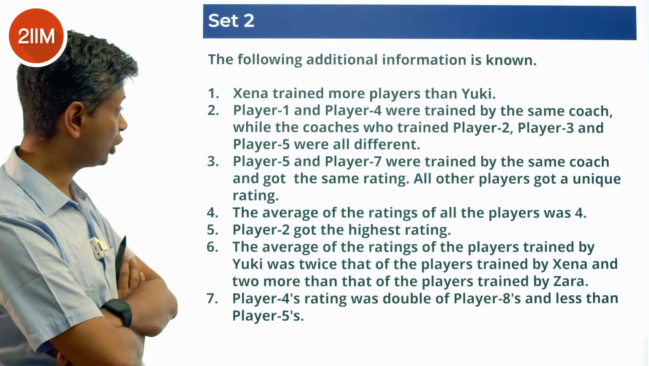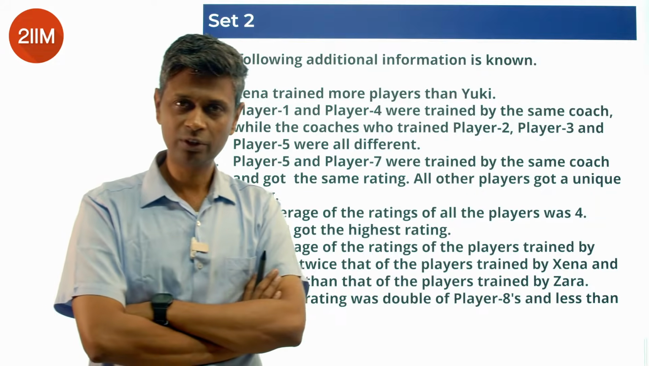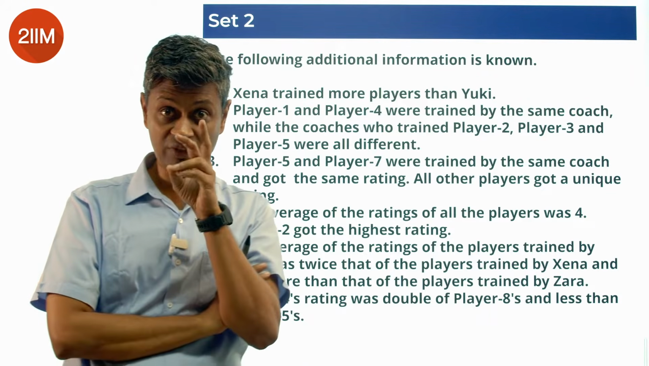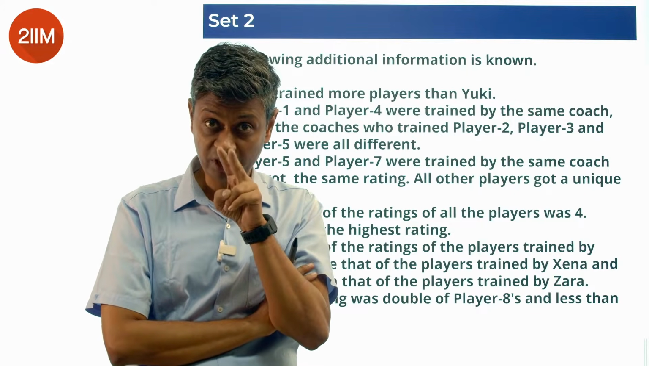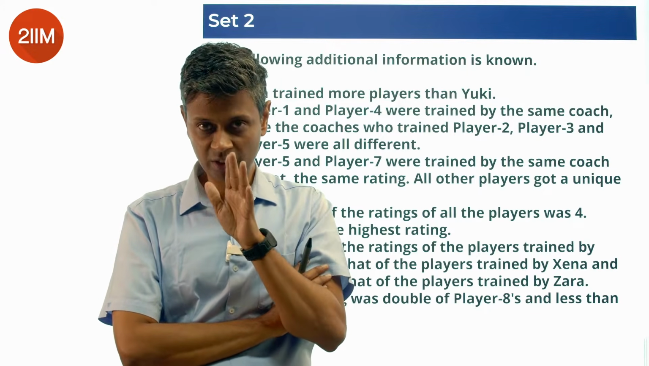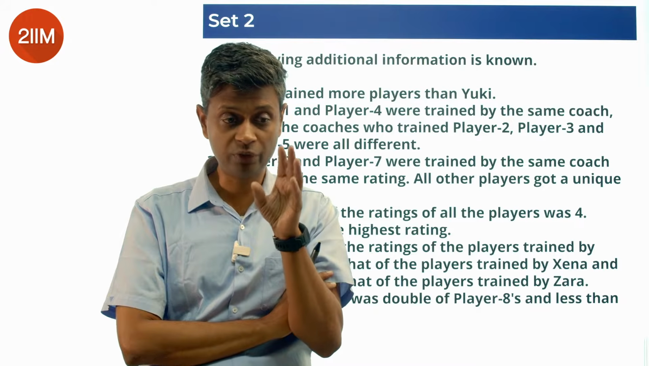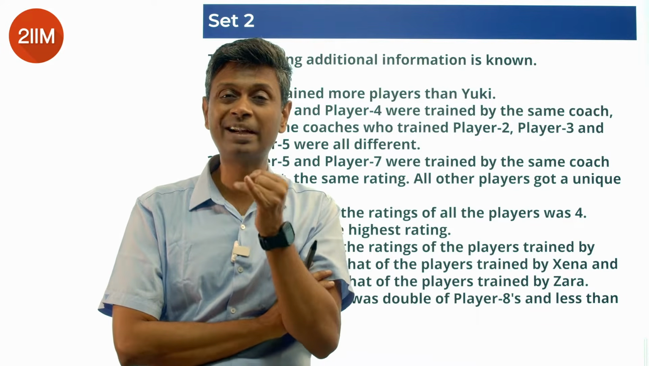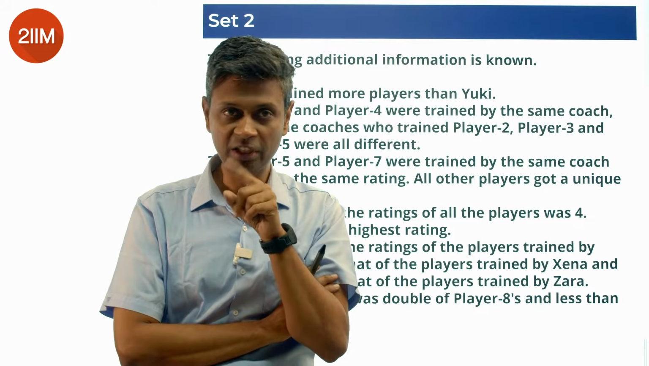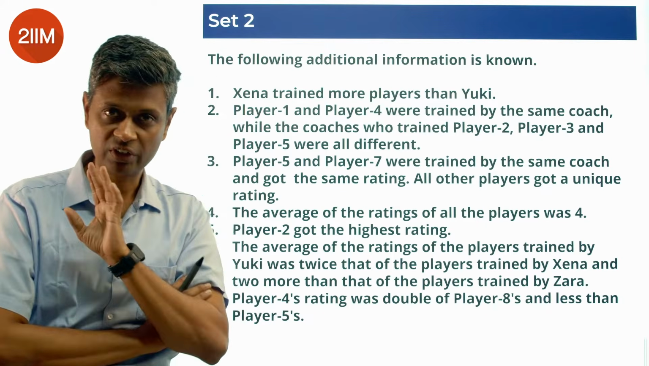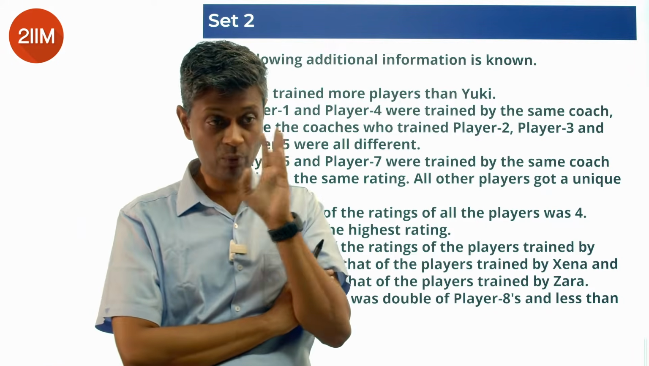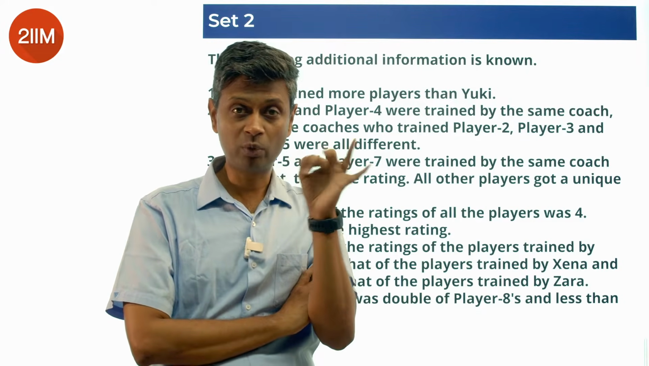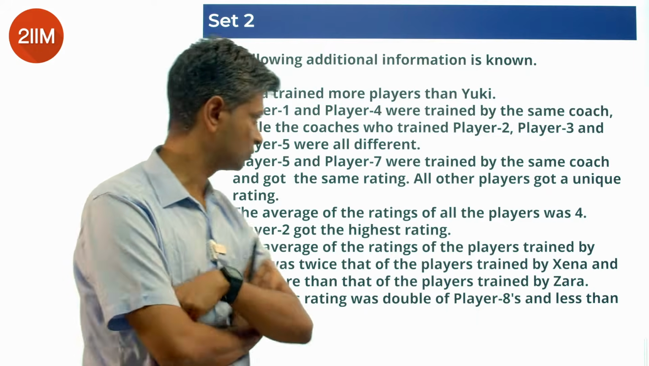Player 5 and 7 were trained by the same coach and got the same rating. All other players got a unique rating. And so 5 and 7 same rating, 8 players, 7 different ratings. Everyone else got a unique rating. That means all 7 numbers feature: 1, 2, 3, 4, 5, 6, 7. All of them feature. One number repeats, and that repeating number is whatever is there in 5 and 7. Only one number repeats. One of these 7 coming one more time.